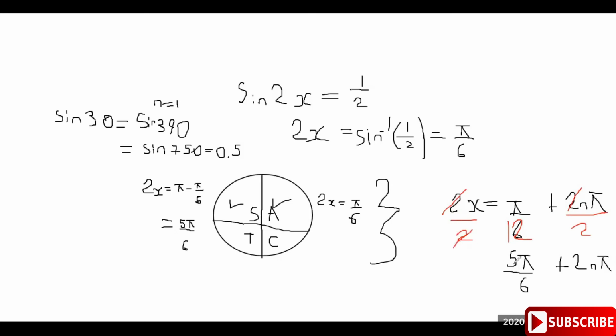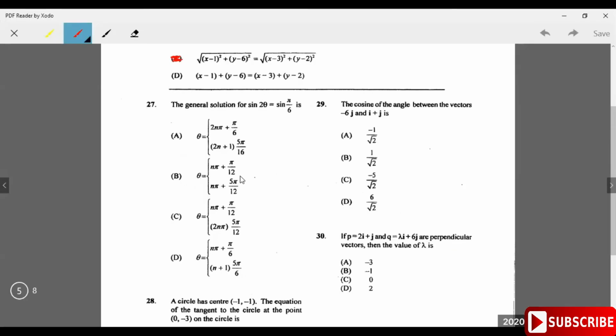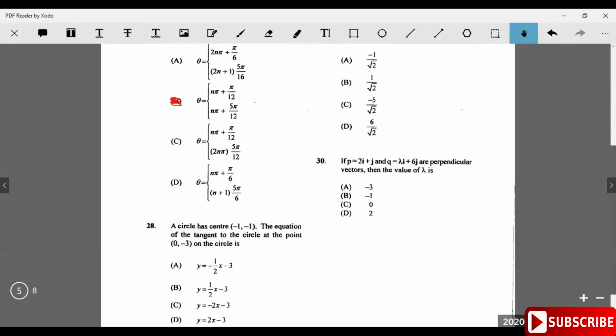And then for this, likewise, 5 pi, this becomes 5 pi by 12 plus 2n pi divided by 2. The 2's cancel. So the answer that we're looking for is going to be pi by 12 plus n pi and 5 pi by 12 plus n pi. That's it. So that's option B. n pi plus pi by 12, n pi plus 5 pi by 12. That's option B. Easy.